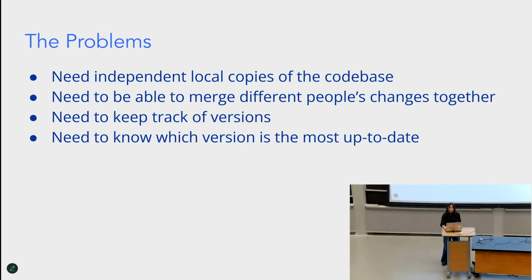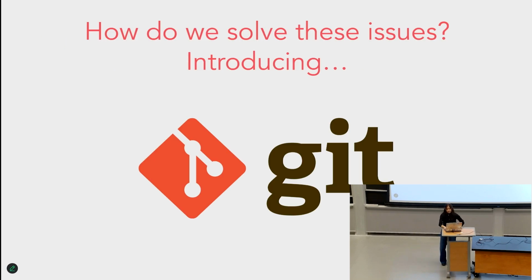So we could think about all these problems and do all of this ourselves, but thankfully some really smart people have already thought about this and solved it all for us, and they made Git. So what is Git exactly?